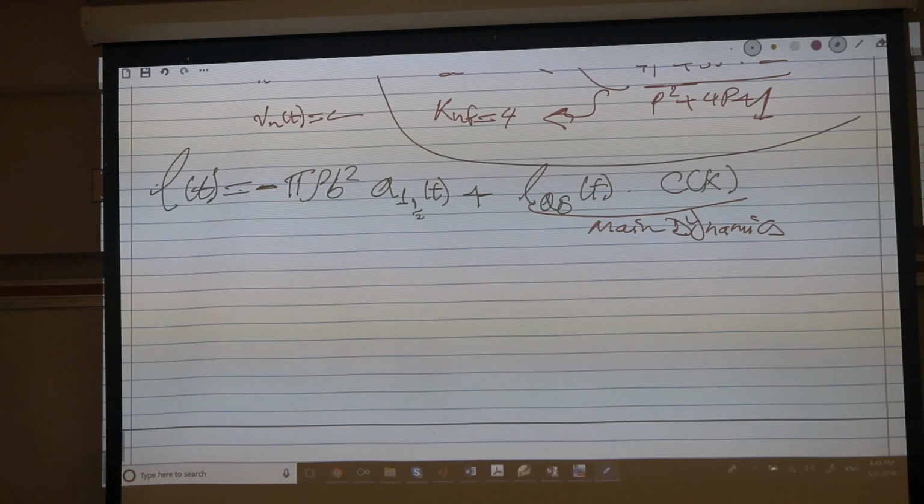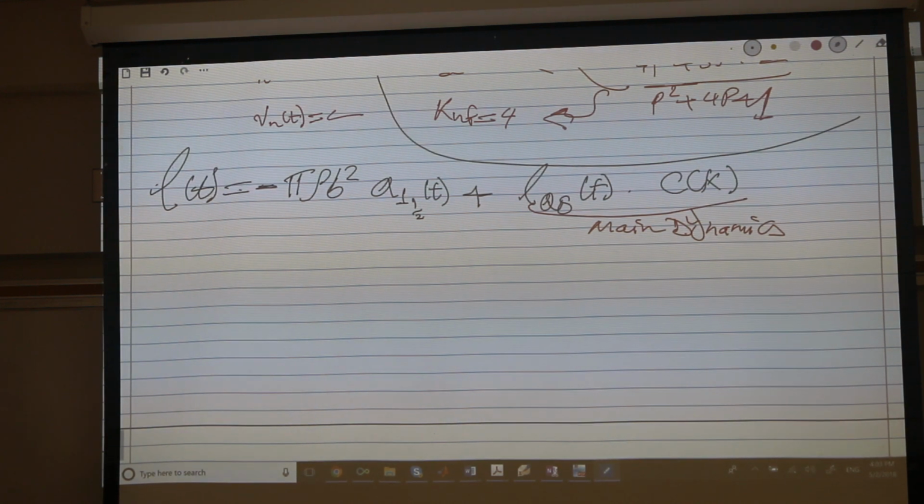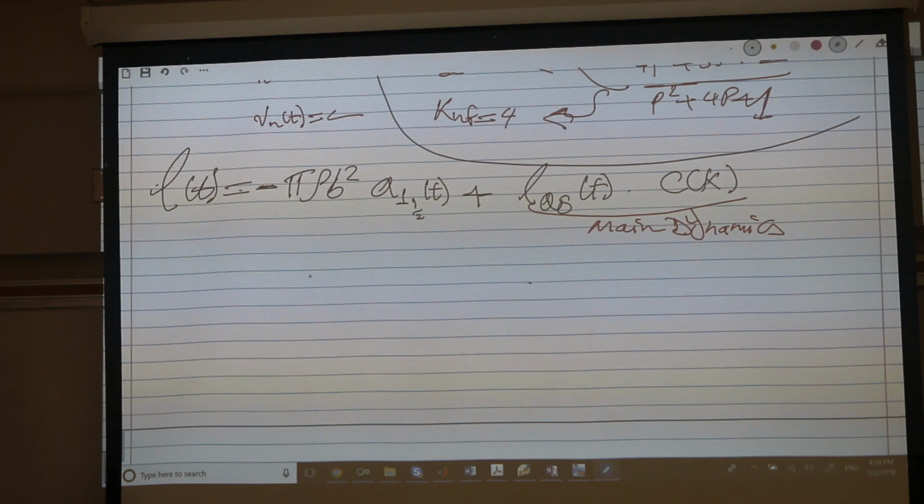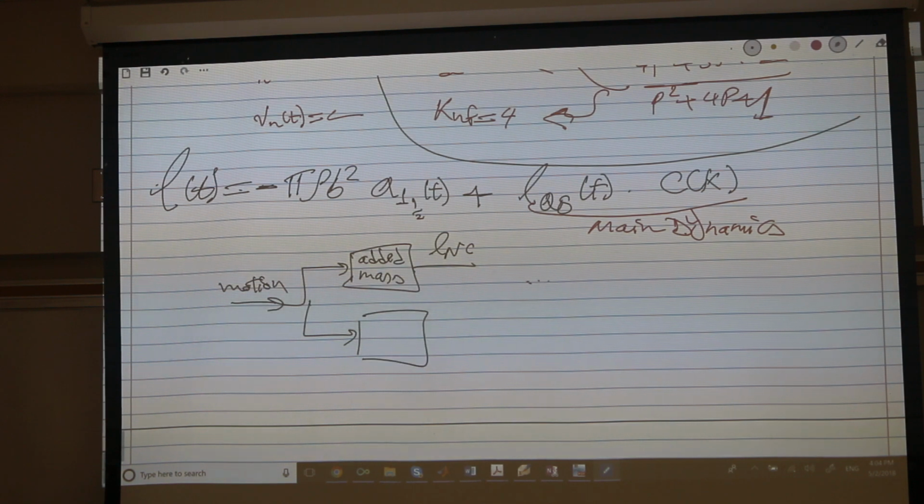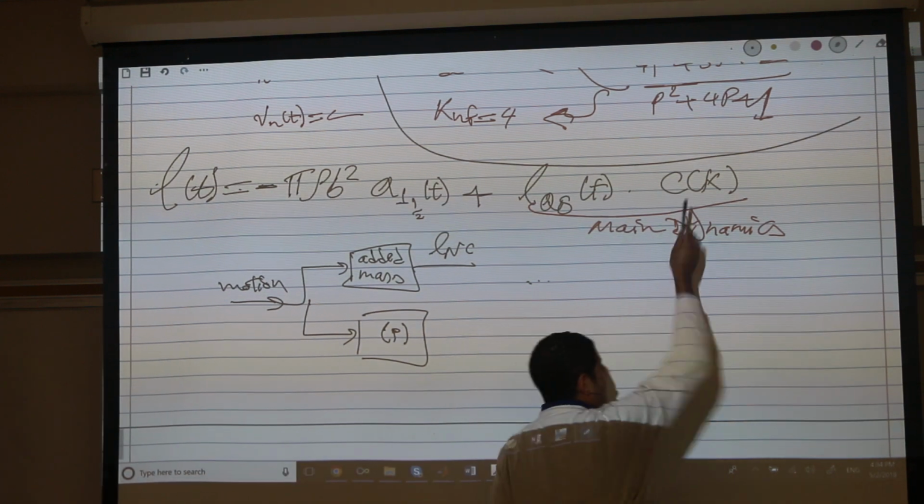So I will call this the aero transfer function. So let's see. You have the airfoil motion. This is the added mass. So this is the non-circulatory lift. And this is Theodorsen. So I will call it this. It's a transfer function. So in the transfer function language, it's a function of p, right? So remember, this is a frequency response. It's not exactly the transfer function.